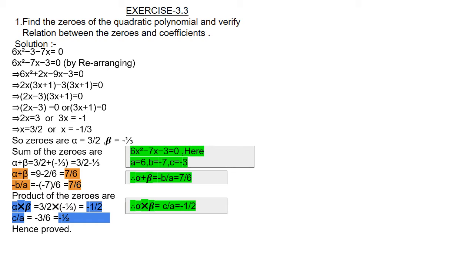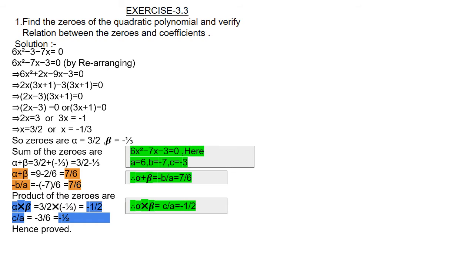By rearranging according to their exponents, we write 6x square minus 7x minus 3 is equal to 0. Now here minus 7x can be split into two terms: 6x square plus 2x minus 9x. The middle term is minus 7x. This minus 7x is split into the sum of two terms, that is 2x minus 9x. 2x minus 9x is equal to minus 7x. So minus 7x can be written as 2x minus 9x, minus 3 is equal to 0.